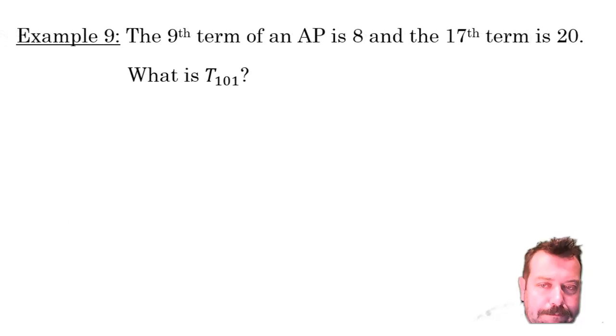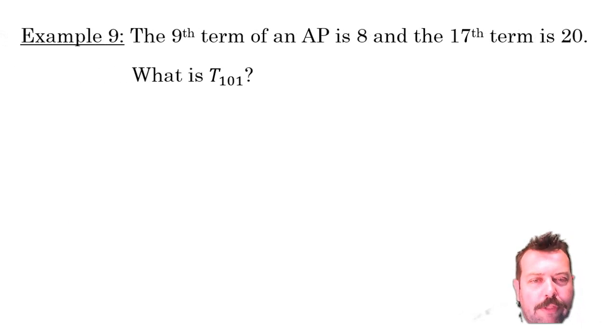Learned them today. Now, the 9th term of an AP is 8, and the 17th term is 20. We had a question a little bit like this before, but we were given the first term, which helped a lot, because that's A, an important part of our formula. We're going to have to do something else here.